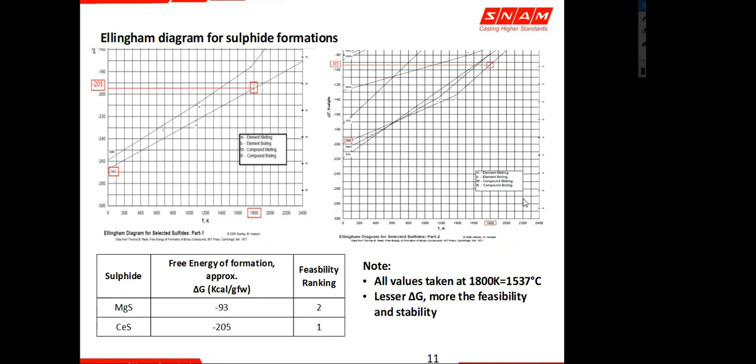These values are taken at a typical temperature like 1537, which is closer to our melting conditions, like the tapping temperature of our conventional ductile iron.